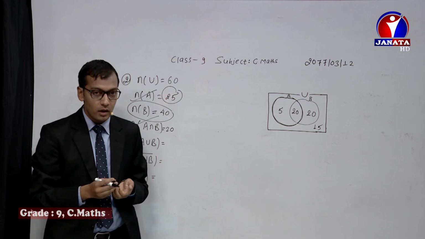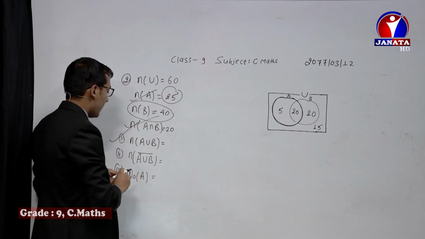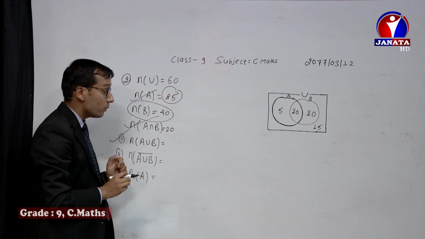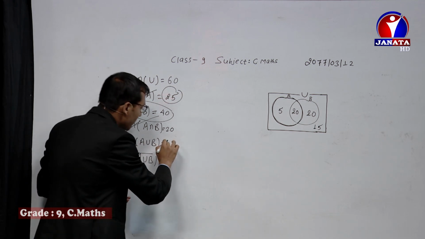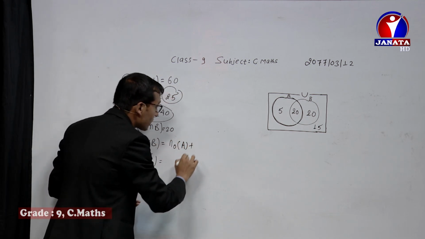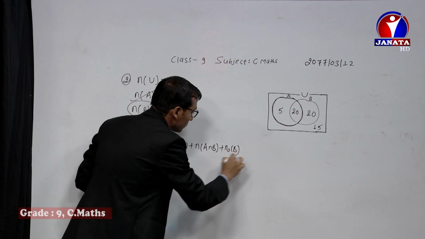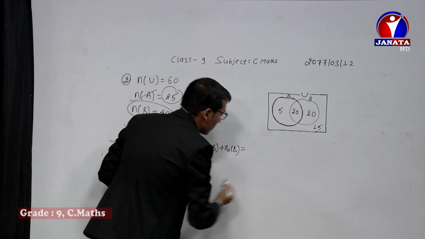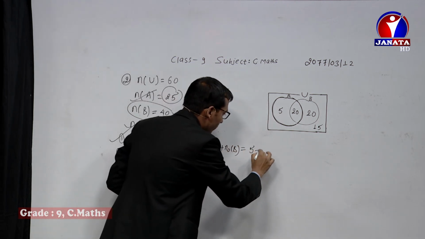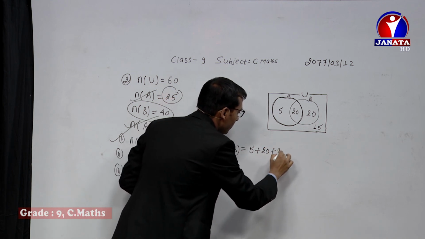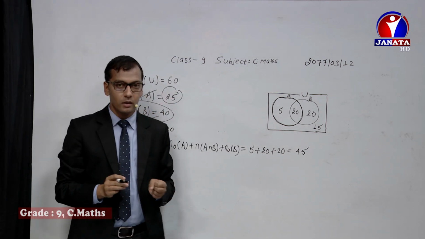There is another process. We can use a direct formula to find all these cardinalities, like n of A union B. With the help of this diagram, we can find n of A union B. n of A union B is n only A plus n of A intersection B plus n only B. n only A is 5, plus intersection is 20, plus n only B is 20, this is 45. n of A union B is 45.